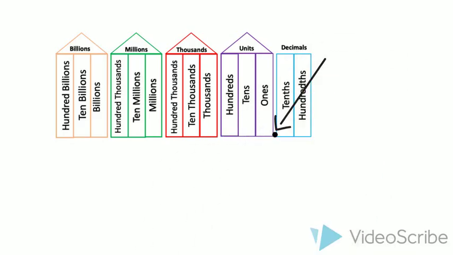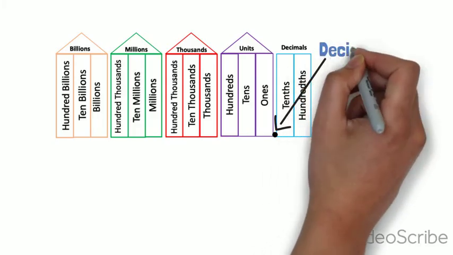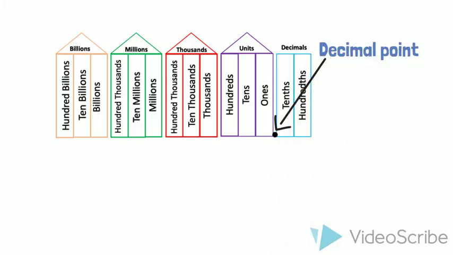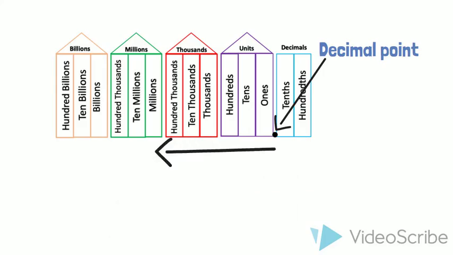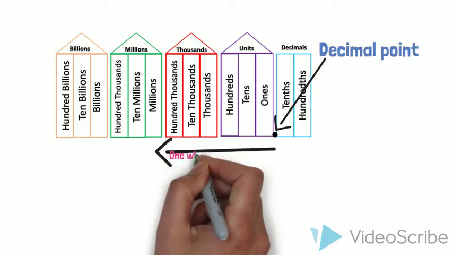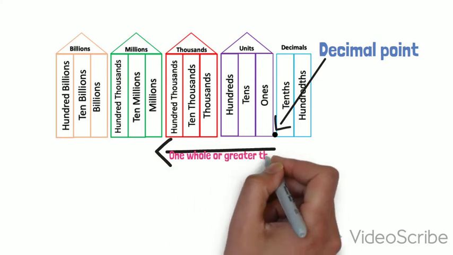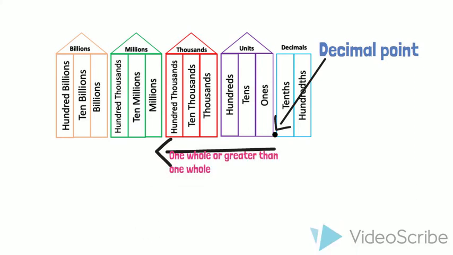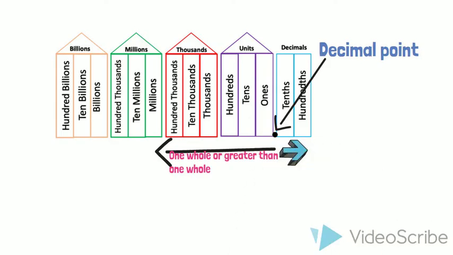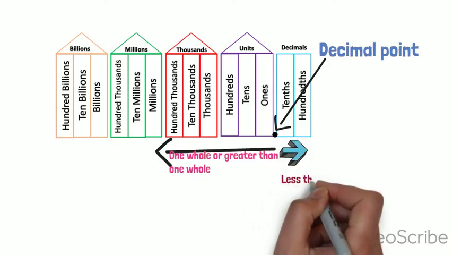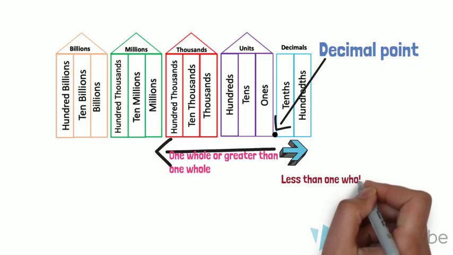That point in between the units, period, and decimals is called a decimal point. Everything that is to the left of the decimal point has a value of 1 whole or greater than 1 whole. And everything to the right of that decimal point has a value that is less than 1 whole.